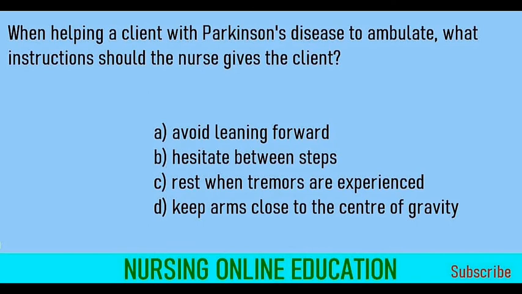When helping a client with Parkinson's disease to ambulate, what instruction should the nurse give the client? Avoid leaning forward, hesitate between steps, rest when tremors are experienced, keep arms close to the center of gravity. Answer: avoid leaning forward. Because the client with Parkinson's disease often has a stooped posture.